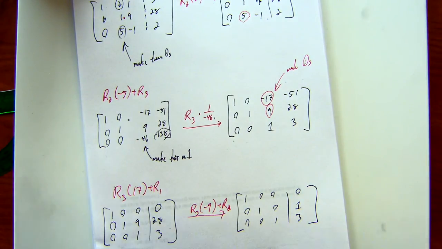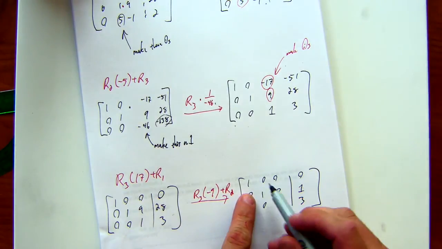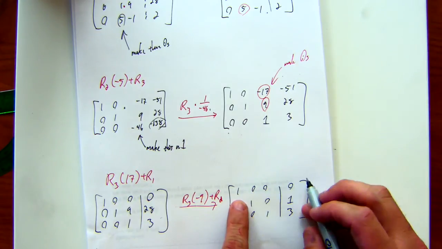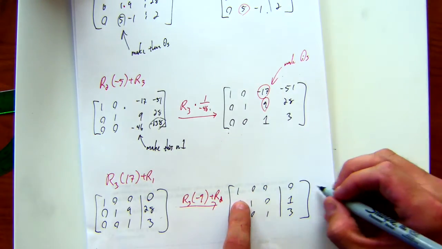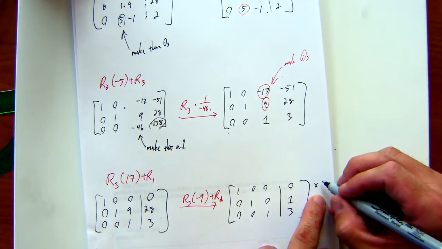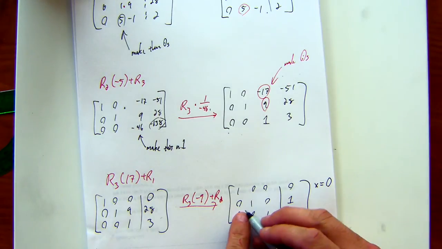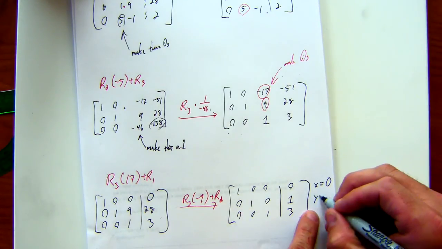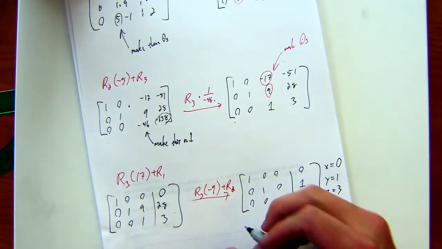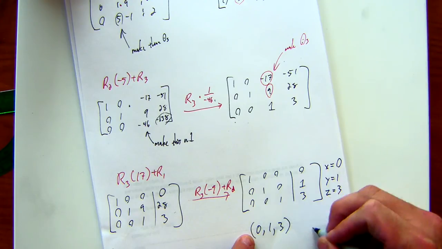All right. So my solution is, what does the first equation tell me? 1x plus 0y plus 0z. Right, so then it's not 1 equals 0, but x equals 0. This is a y equals 1, and this is a z equals 3. And so my solution is the point (0, 1, 3).